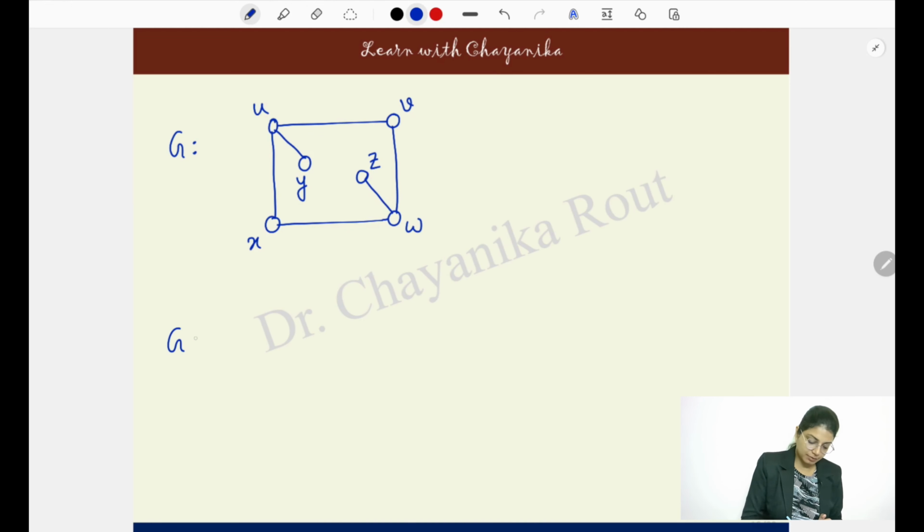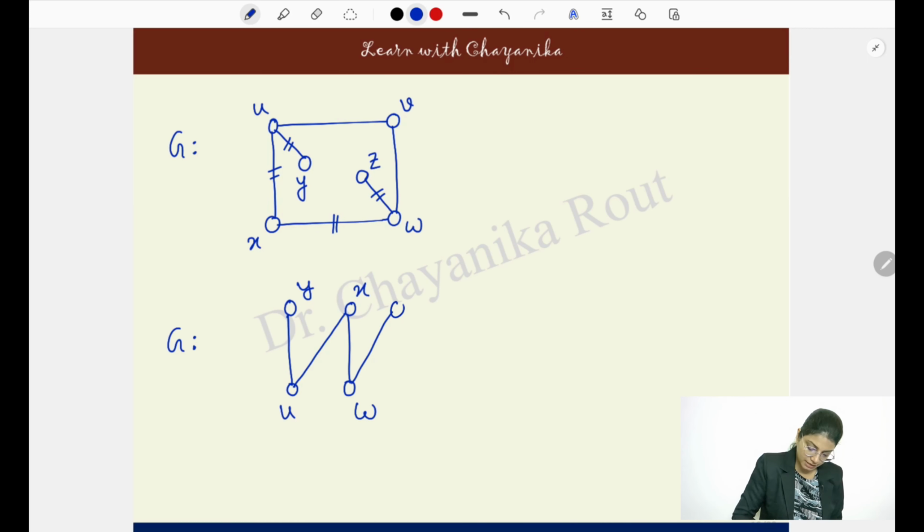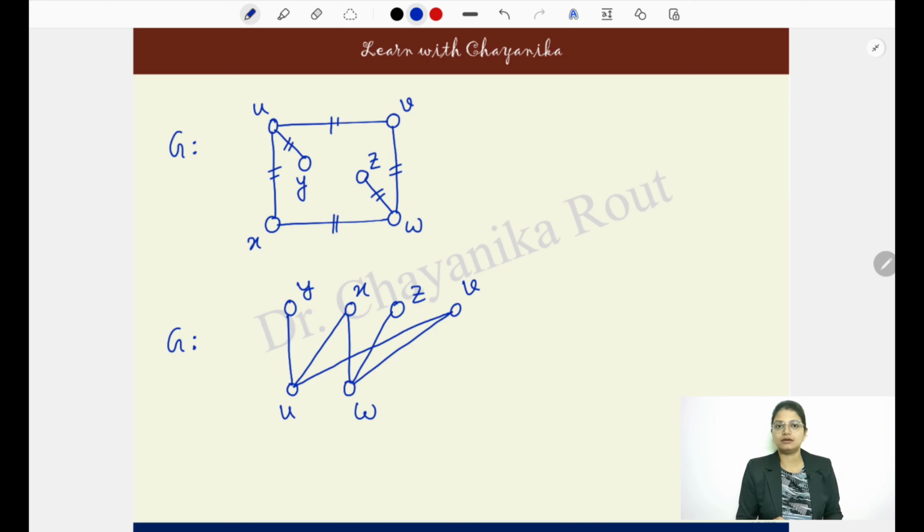Let's see for another graph. Suppose this is graph G. So to check whether it is bipartite or not, let's redraw. So I start with suppose Y. From Y I have an edge YU, so U should be here. From U I have UX, so if U is here then X should be here. From X I have XW, so W should be here. From W I have WZ, so Z should be here. From W again I have WV, so W is here, V should be on the other level. From V I have VU, so this is U, this is V, they are lying on different rows. I can draw an edge without violating the bipartite structure. So this graph is bipartite.